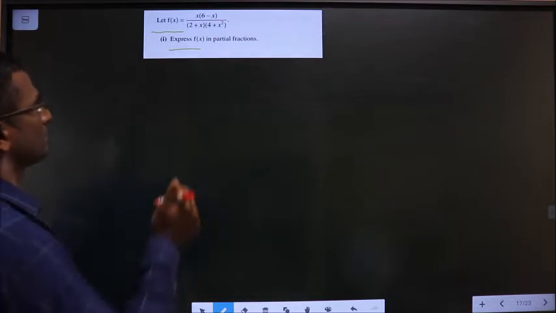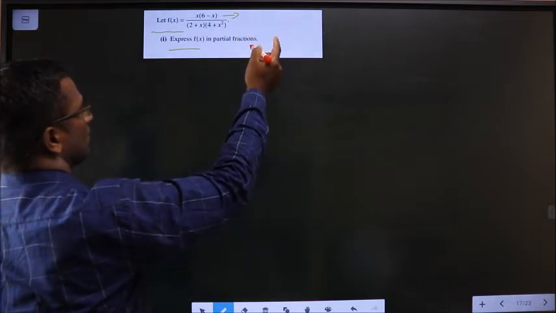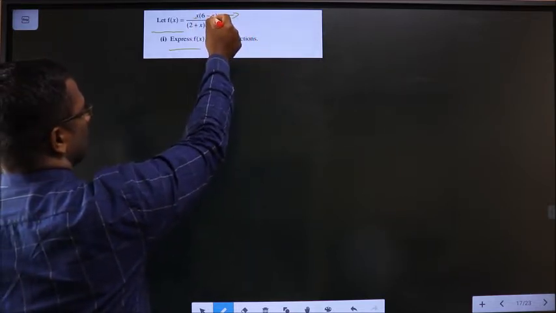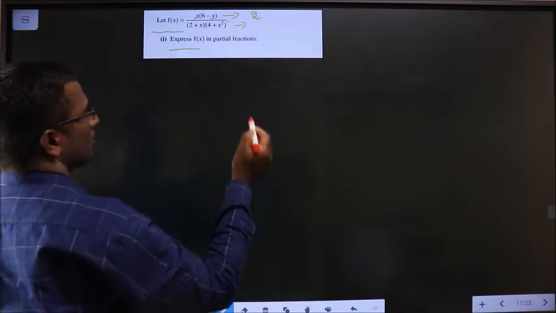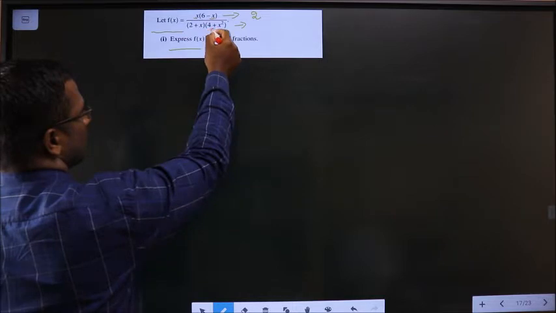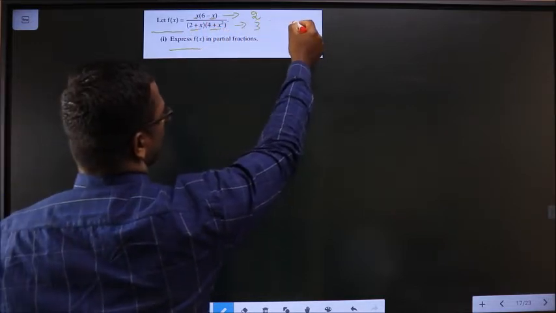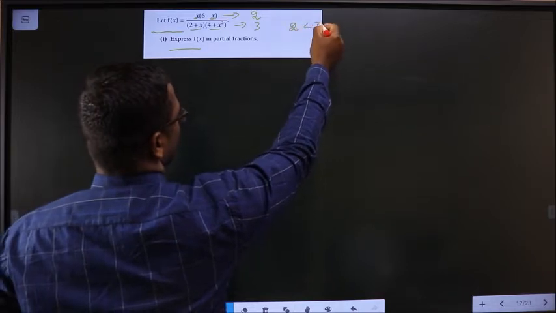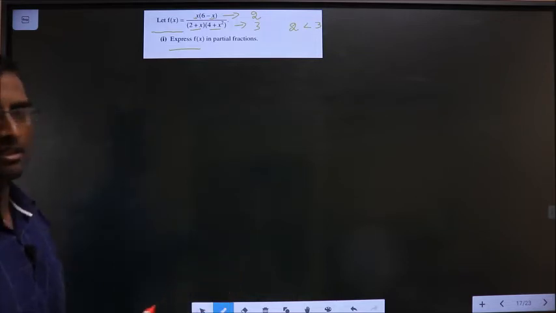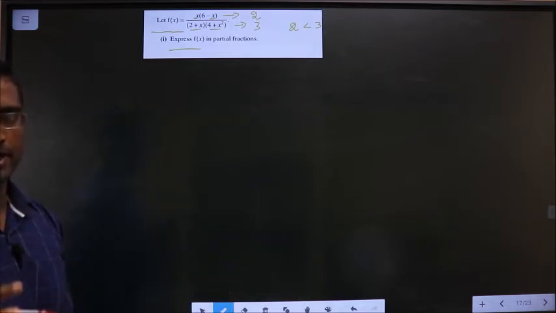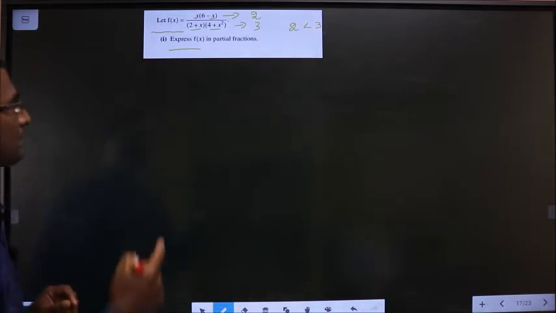See here. What is the degree of the numerator? That is the highest power of x. Here it is 1, here it is 1. So 1 plus 1, 2. What is the degree of the denominator? In this bracket, the power on x is 2, over here 1. So 2 plus 1 is 3. So 2 is less than 3. So the degree of the numerator is less than the degree of the denominator. Thus, it is a proper fraction. That is step 1. Okay, next.